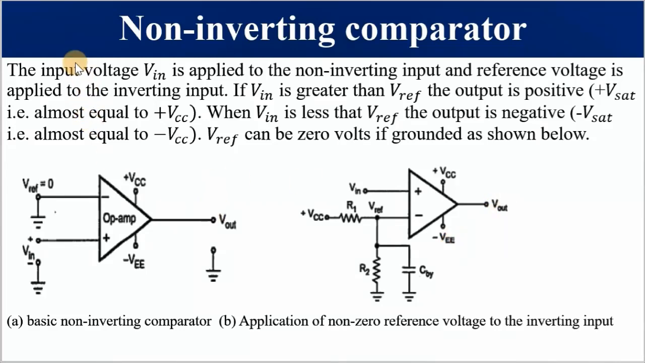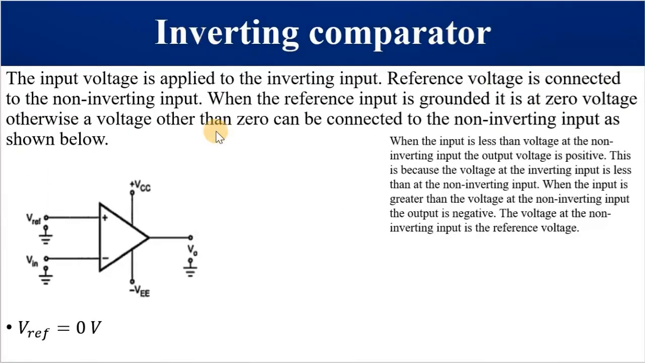So the input voltage is applied to the non-inverting input. This is our V in, and the reference is applied to the inverting input, which is this. If V in is greater than Vref, which means if this voltage is greater than this, the output is positive. A positive output simply means that it is equal to VSAT or VCC. And when this voltage is less than this, the output is negative. That is, it is almost equal to negative VSAT or negative VCC. Please take note that, as I said, Vref can be grounded or it can be at a certain voltage, as shown in this figure.